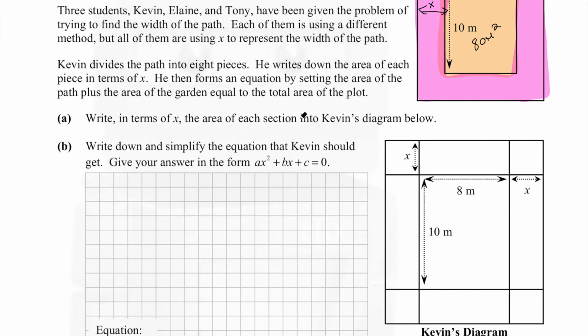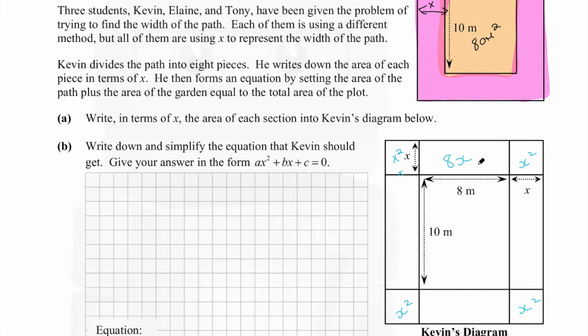So write in terms of x the area of each section into the diagram. Right, so let's do that part first. They want us to represent each part in terms of x. So if the width of the path is x, that distance there is x, and look, this distance here is x. So the area here is actually x squared. The area here is x by 8, so that's 8x. This here is x squared, and so is all of the other corner pieces.